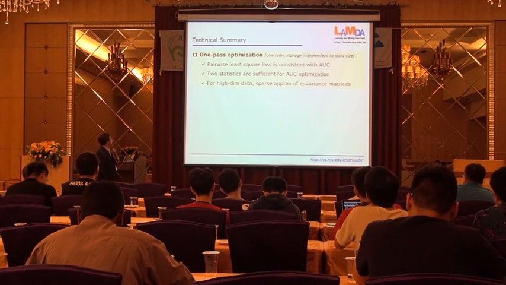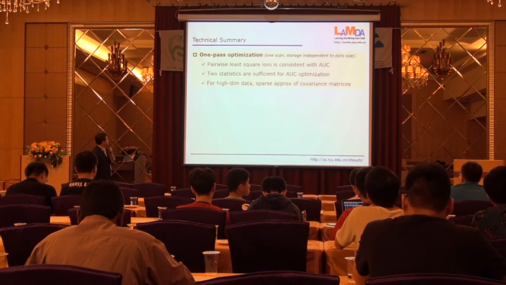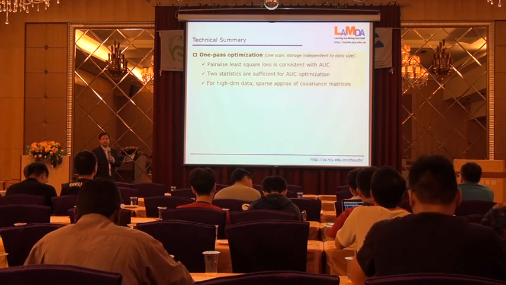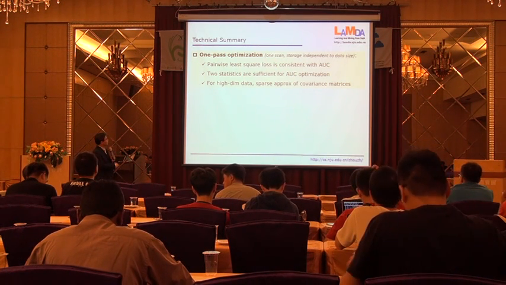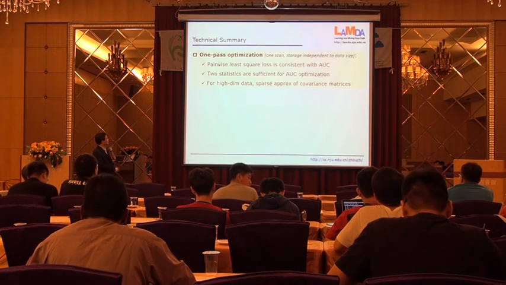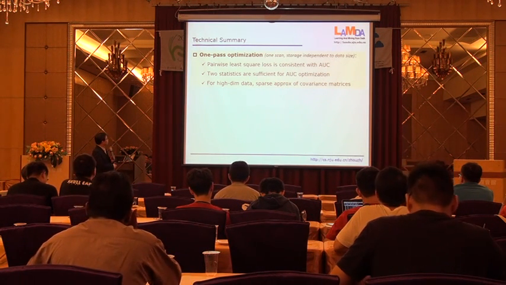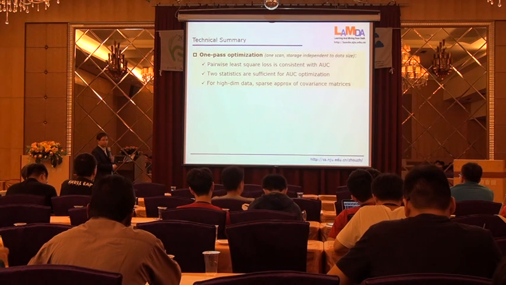Let me share with you some technical summary of the beginning of this talk. For one-pass optimization, this is what we want for big data machine learning. That means we hope to scan the data once, and we hope that the storage is independent of data size. First, we show that pairwise least square loss is consistent with AUC. This is a very important finding.